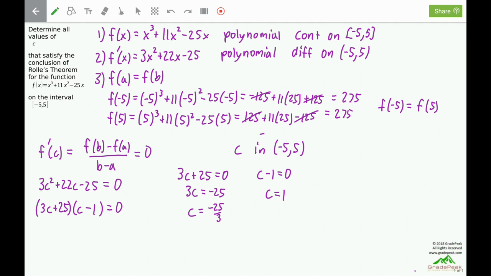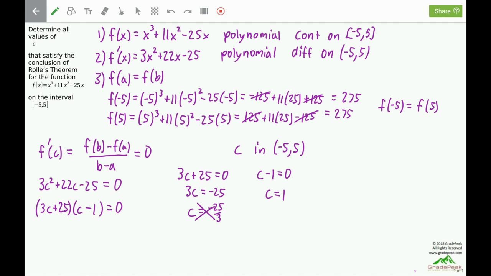Now we want to see if they end up in the interval. We're guaranteed at least one of them will, perhaps both of them will. The first one, negative 25 divided by 3. Well, negative 24 over 3 is negative 8. Negative 25 divided by 3 is more negative than negative 8 even, and so that does not end up in this interval here. It's too negative. So we do not keep this one.